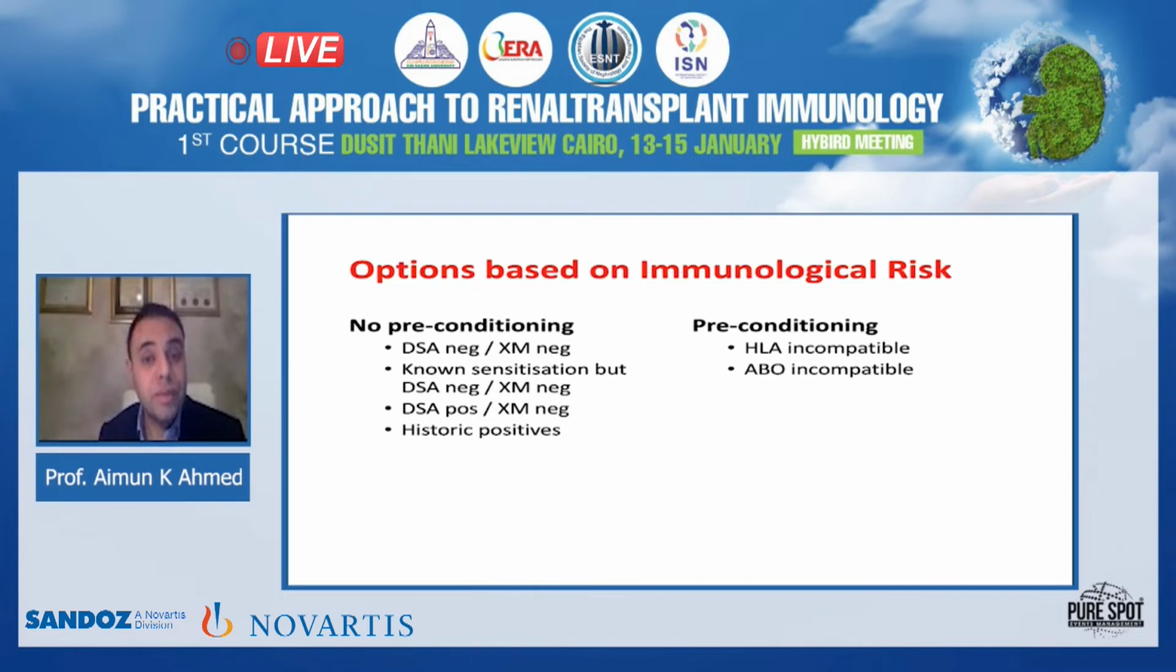Based on immunological risk, the patient or potential recipient will need preconditioning desensitization, whether that's HLA incompatible transplantation or ABO incompatible, and there are different techniques for how that could happen pre-transplant. Or there is no preconditioning with a negative current cross-match, whether there is a historical positive or previous donor-specific antibodies that have not resulted in a current positive cross-match.